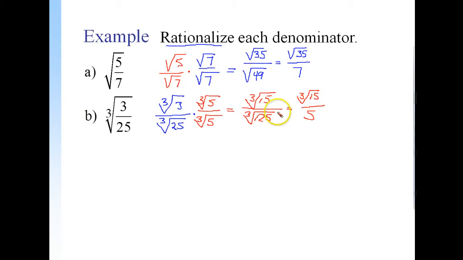So what have I done? I've taken an irrational number, and by treating it a certain way, multiplying it by 1, I'm not changing the value of the fraction, but I've rationalized my denominator. It's gone from irrational to rational.